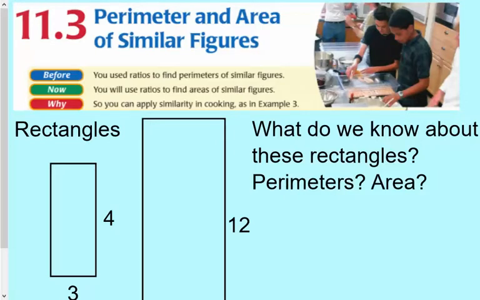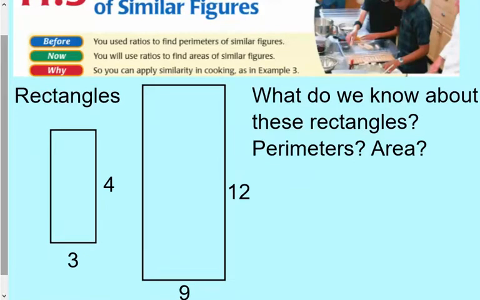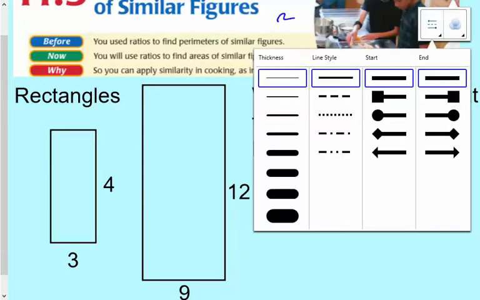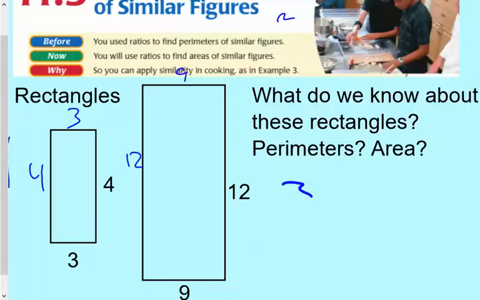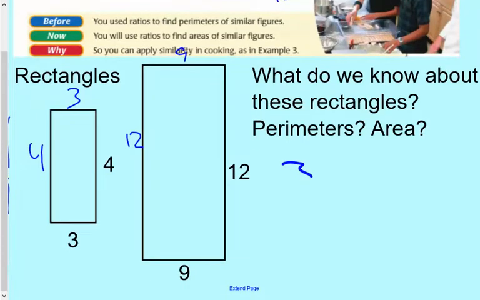Perimeter and area of similar figures. What we're going to do is calculate the perimeters of these rectangles. This is just a basic example to help you hopefully see the relationship here. So the perimeter, 12, 9, okay. So the perimeter of the small one is 14. And the perimeter of the large one is 24 plus 18.